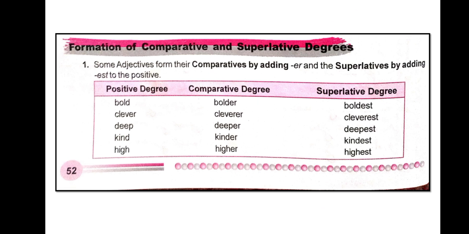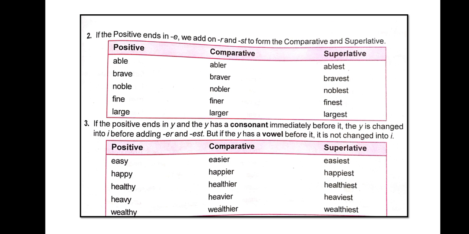Bold, bolder, boldest. Clever, cleverer, cleverest. Deep, deeper, deepest. Kind, kinder, kindest. High, higher, highest. Now in the same way, on the next page, page number 53, number 2: if the positive ends in E, we add R and ST. When any positive adjective ends with E, we have to add only R for the comparative and ST for the superlative. I will read examples for you.